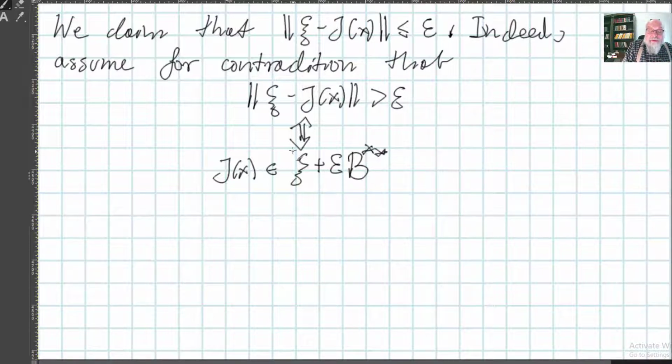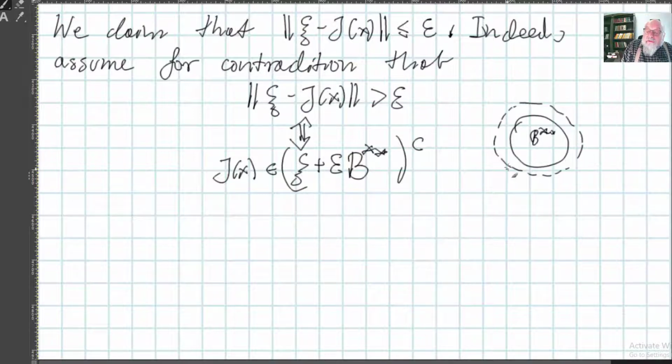So you have here, this is the ball, make it like this, this is the ball B double star. Then you have here the epsilon neighborhood of this ball, maybe make it red. So this is the epsilon neighborhood, so you can write it down. This is B, sorry. Complement.